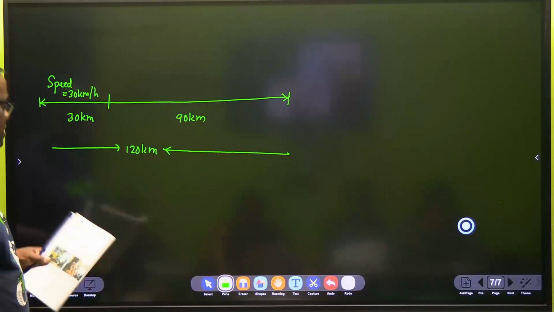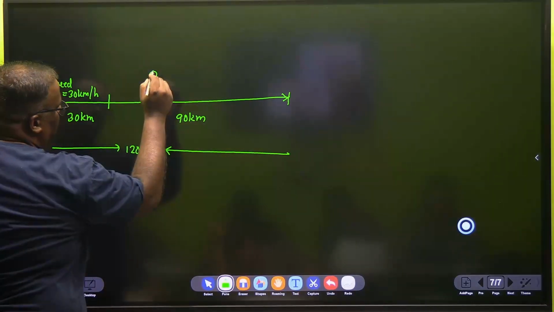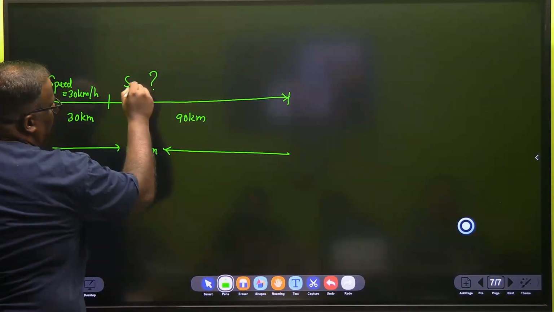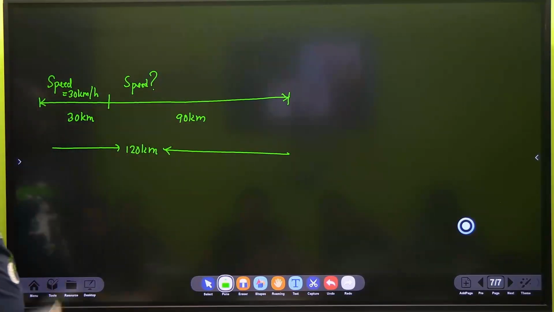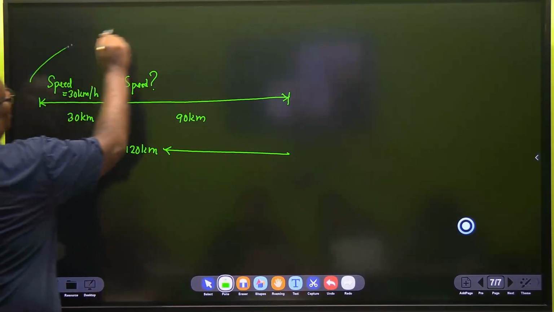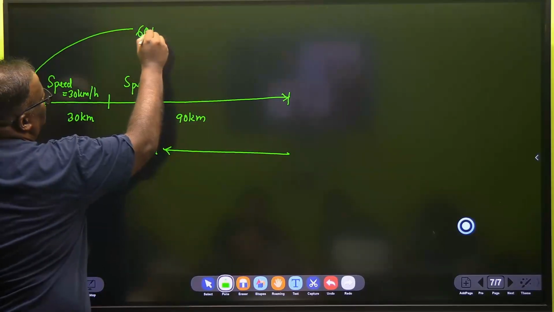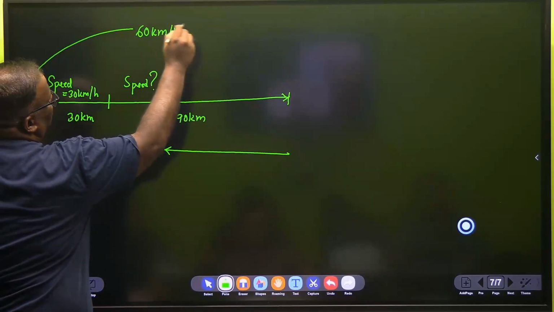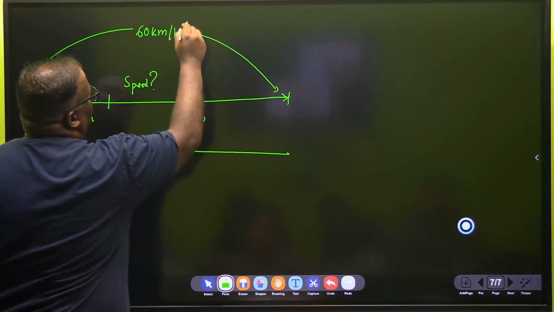Now, how fast should the train travel? That means you don't know the speed out here. How fast should the train travel for the next 90 kilometers so that for the entire journey, the train maintains 60 kilometers per hour as its average speed?